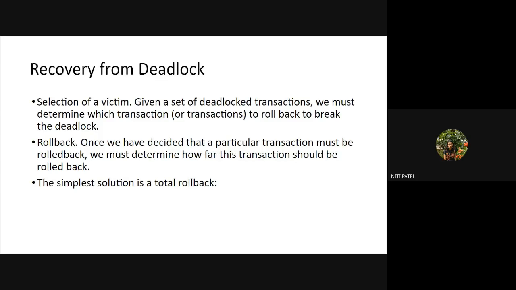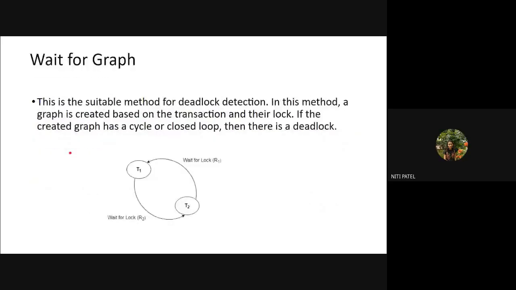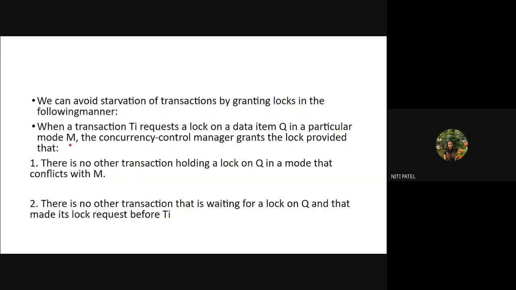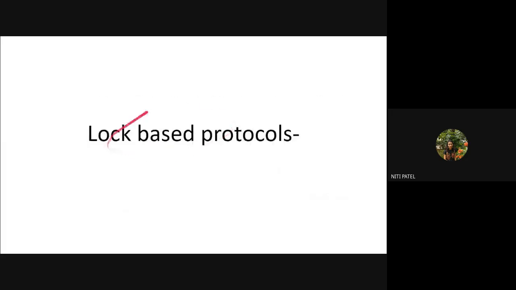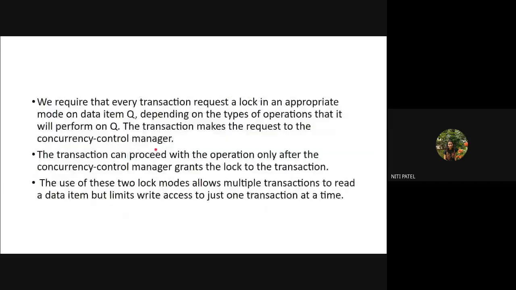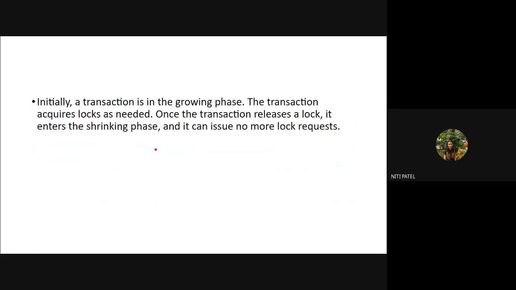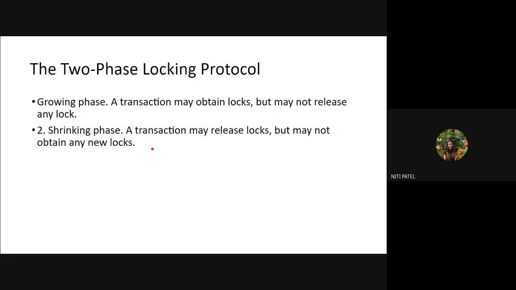Clear? Yes, ma'am. Any doubts? No, ma'am. So with this, we complete chapter 5. So what have we done today? Lock-based protocols, which means if a transaction wants a lock on a data item, it requests the lock from the manager. If it is free, the manager will give it to you. If it is not free, it will ask you to wait. So we use two-phase locking protocol. In one phase, which is growing, acquire all the locks, and in the shrinking phase, release all the locks.